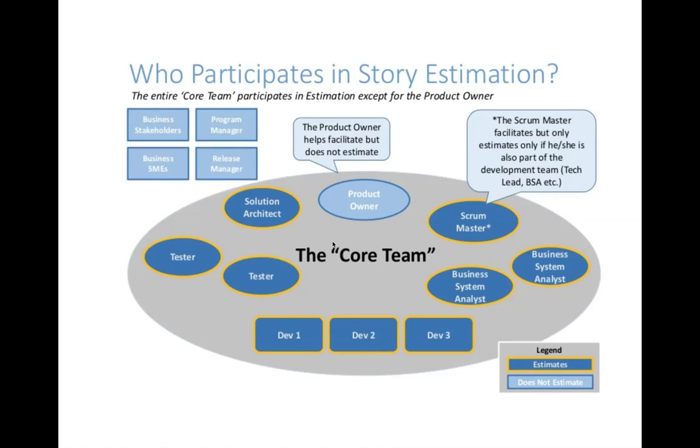And basically in a Scrum team, when the product owner is describing their user stories or their plan about the release, then the solution architect, tester, development team, business system analyst, and Scrum master are all responsible for providing the estimations for the user stories.